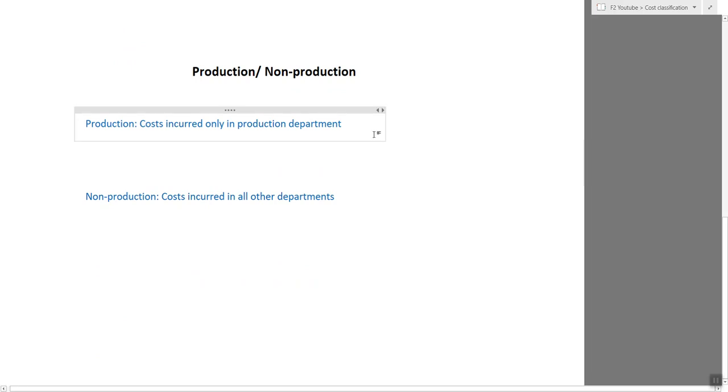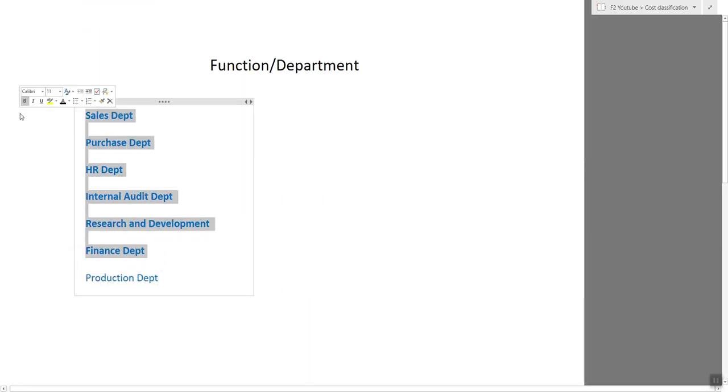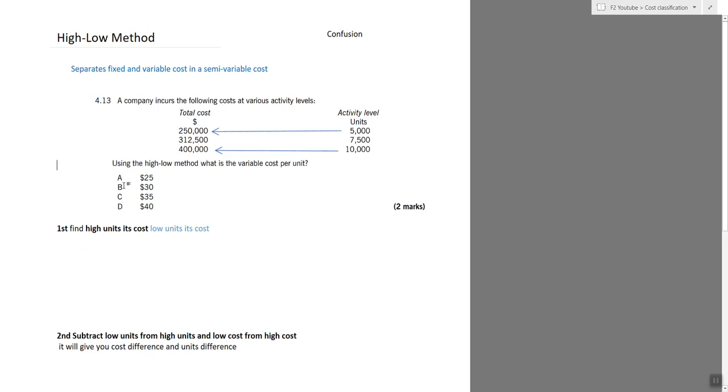And then we have production costs and non-production costs, the last classification. Costs incurred in the production department are called production cost. Costs incurred in all other departments are called non-production cost. Okay, so classification is done.